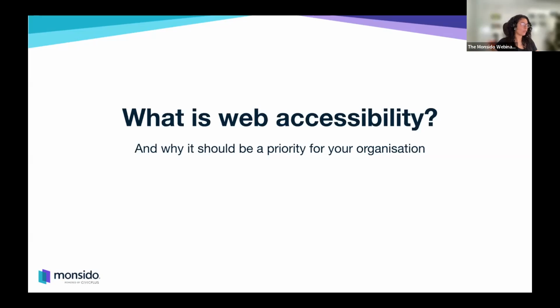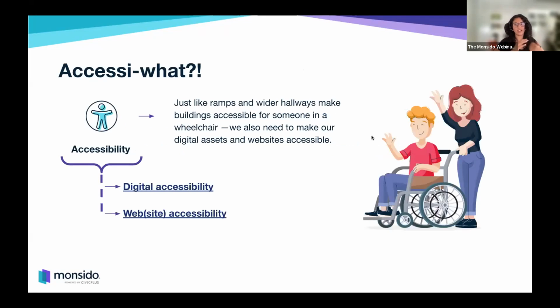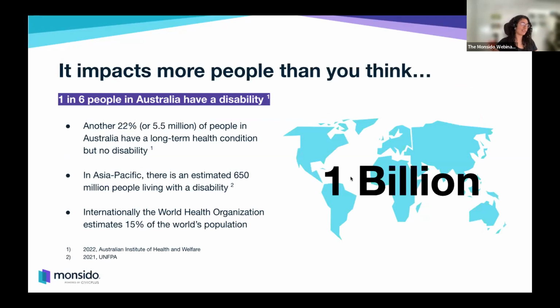So we're going to start with what is web accessibility and why it should be a priority for our organization. Web accessibility is more than just digital. Just like a building needs to be accessible with ramps and wider hallways, for example, to make it accessible for someone with a wheelchair, we also need to make sure our digital assets are accessible. This includes pretty much anything on the website itself. And the reason that it is so important is because it really does impact more people than you think.